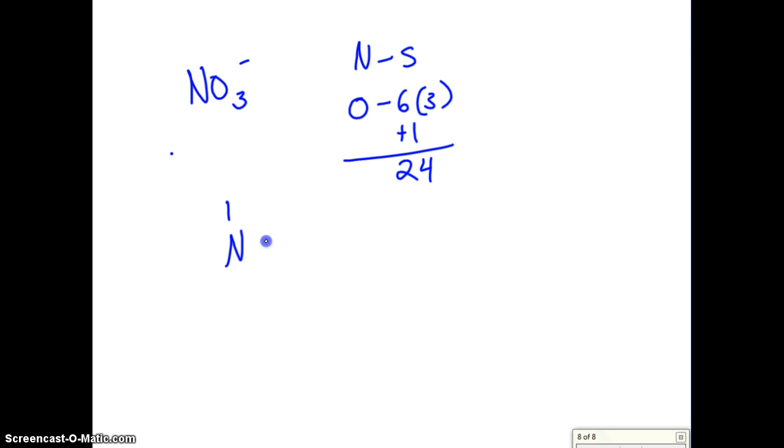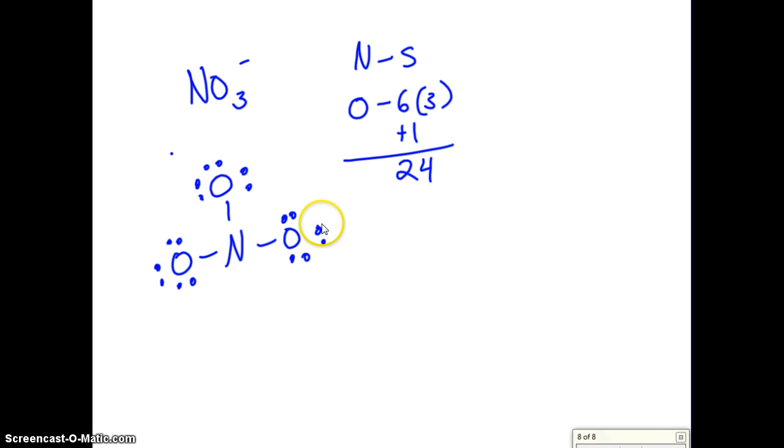Nitrogen as our center and oxygen on the outside. Okay, so that gives us 6 of our 24. That means we have 18 more. So 2, 4, 6, 8, 10, 12, 14, 16, and 18. Okay, so what we end up doing is showing all 24 electrons, and again, nitrogen's not satisfied.